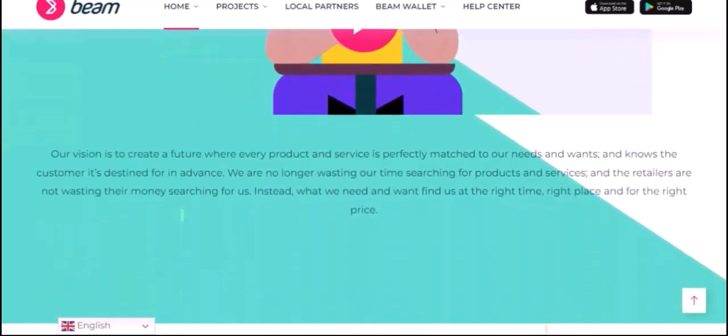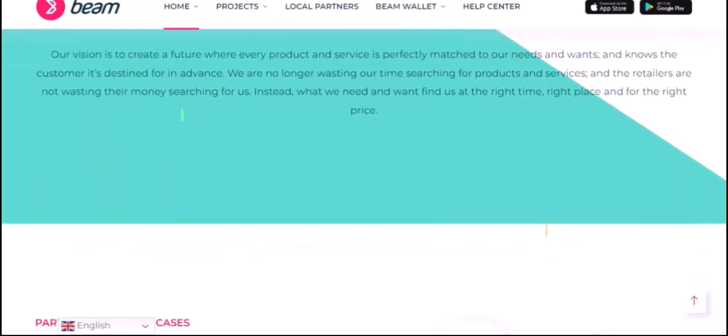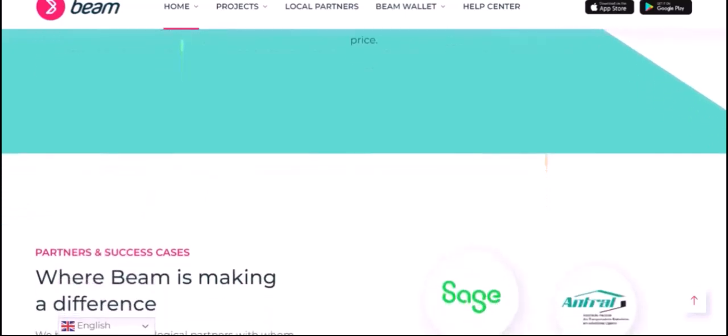How does Beam USDT work? Beam USDT uses a unique consensus mechanism called proof of work. This means that miners verify transactions and add them to the blockchain. In return, they receive a reward in Beam USDT. The network's security is ensured by the computational power of these miners.